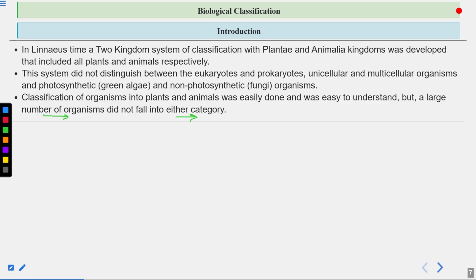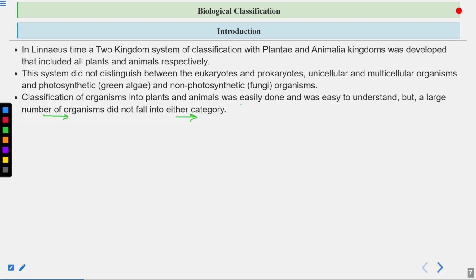But a large number of organisms did not fall into either category. There were a large number of organisms which were not falling into these categories, plants and animals. So for them, separate groups should be made. Kingdom Fungi has been made. Bacteria are placed in Kingdom Monera now.